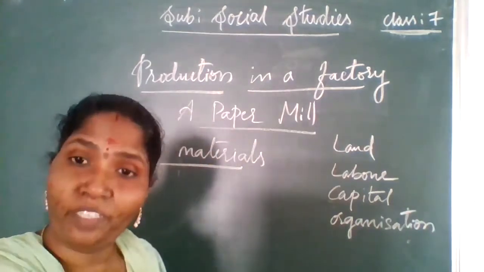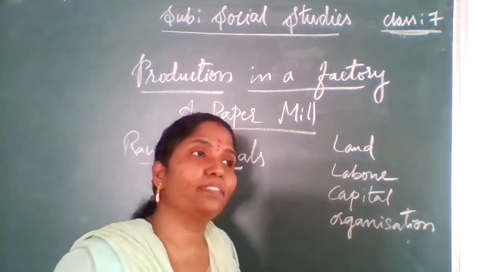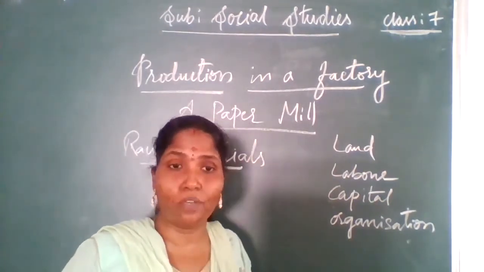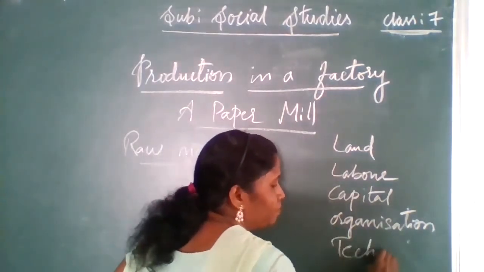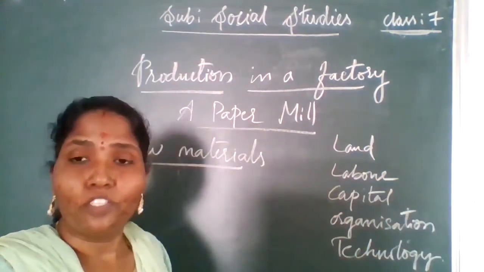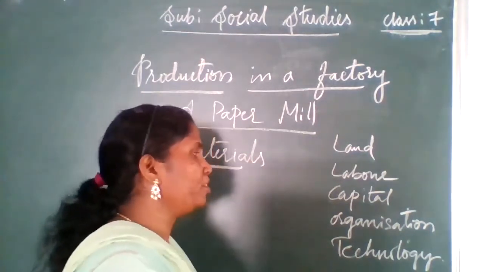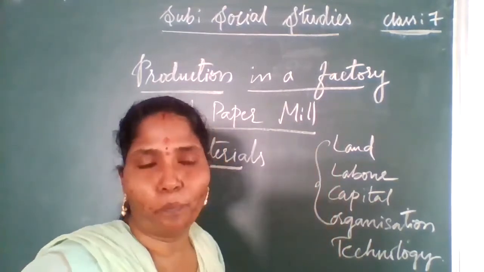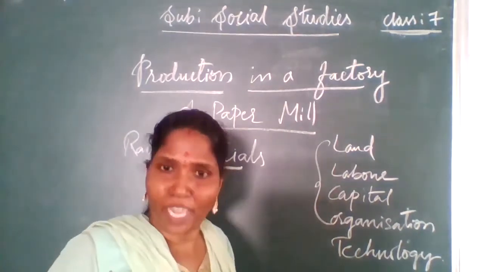And in addition to these four, we are having one more, that is nothing but technology, which nowadays is very important and plays a vital role in making things. Okay, children, so these are called the factors of production. But among these five, these four are very, very important. Without these things, of course, we can't produce anything.